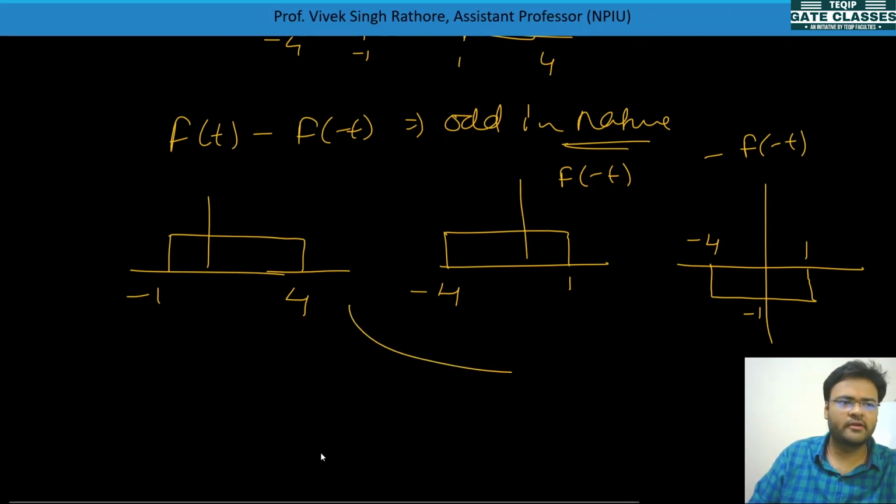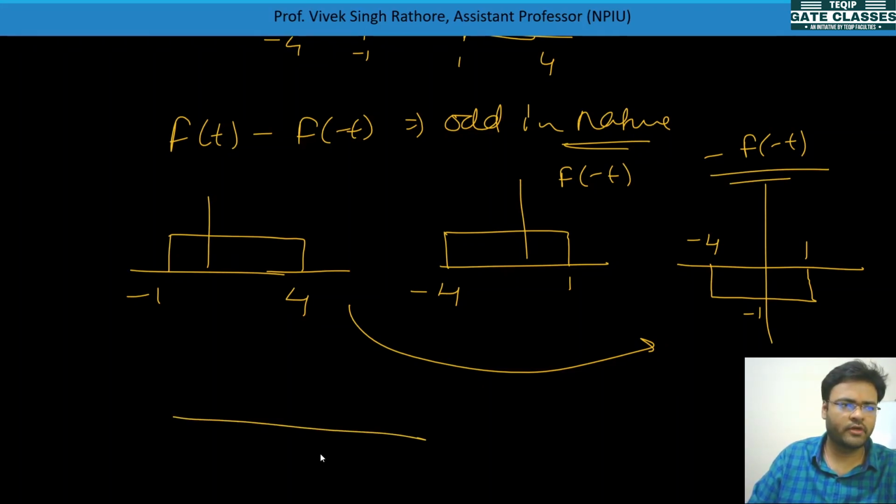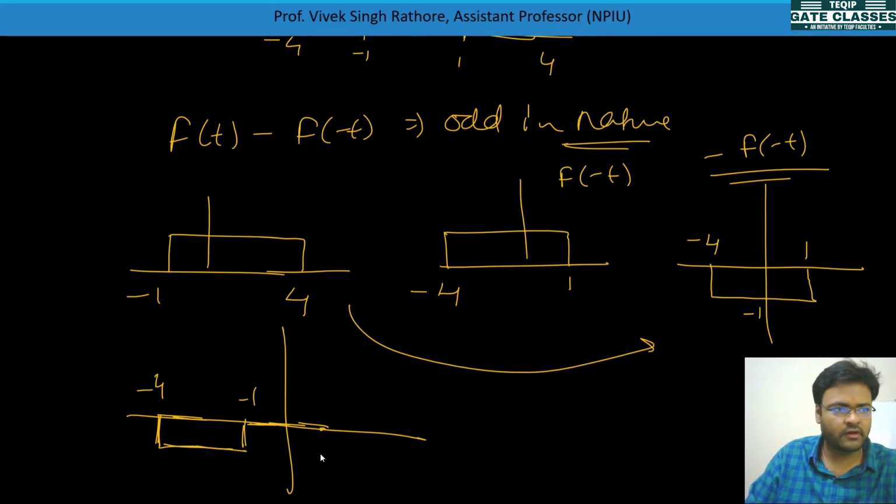So you can add f of t and this one signal, and you will get this. So we'll do it. Okay, see, from -4 the value has a step change downside, and suddenly at -1 there is a step change, so it will be -4 to -1, and it will go on like this only. At 1 again there is a step change, and then again it is like this only.